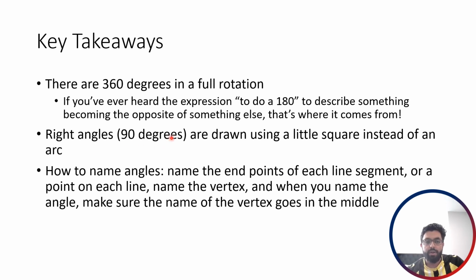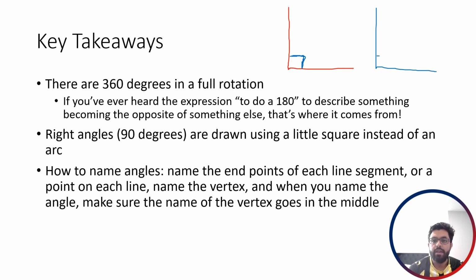A very important thing that we need to know is that right angles are drawn using a little square instead of an arc. So what does that mean? That means that if this is a 90-degree angle up here, we'll mark that by making a little square in the corner, instead of drawing an arc. If you draw a little arc, like a little part of a circle, then that means that it's not 90 degrees. It's either bigger or smaller, but it's not 90 degrees.